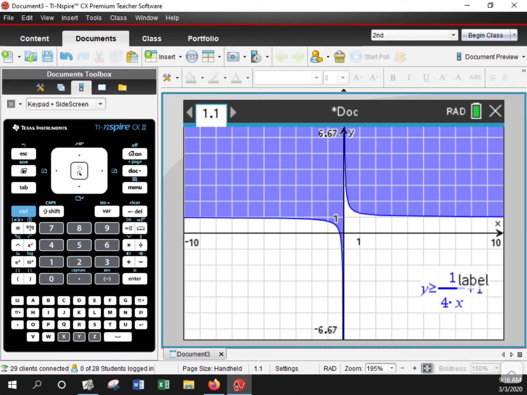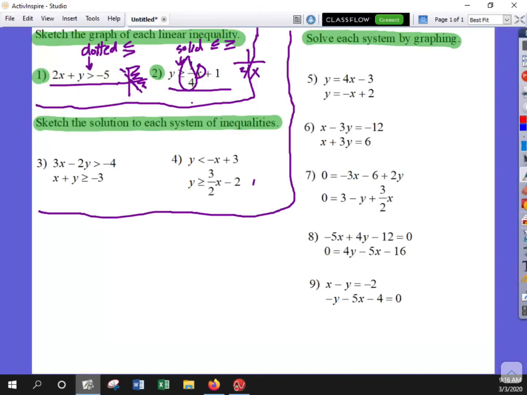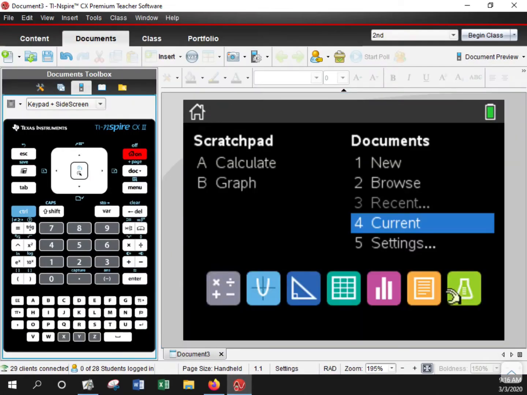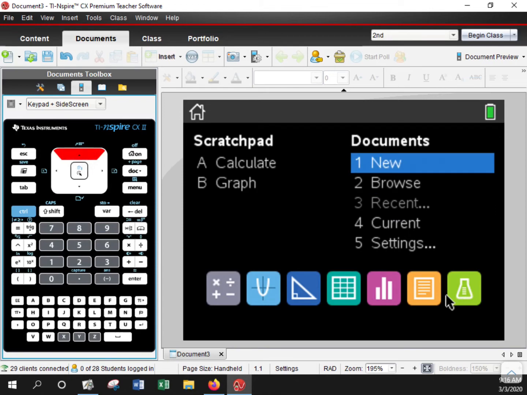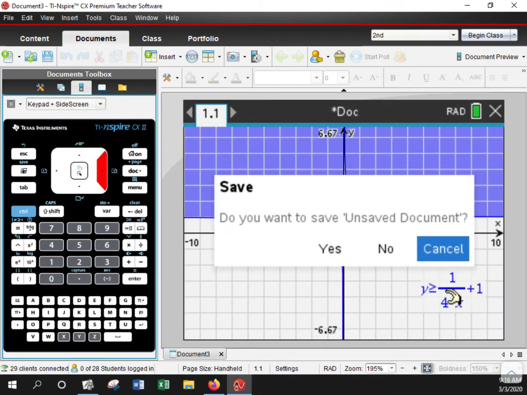All right, so that's all we do to graph those. Now, what if we're graphing a system of inequalities? Well, we just take both of these and we graph them together. Okay, so again, if I needed to, I could go to New Document, right?